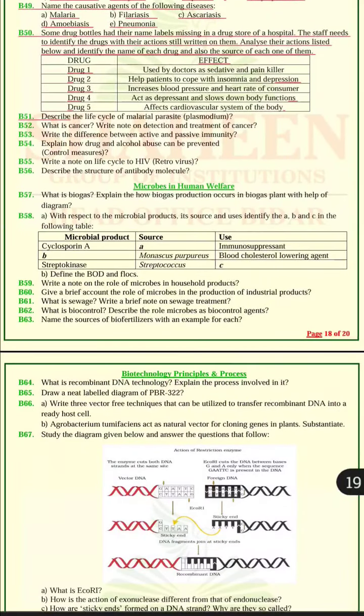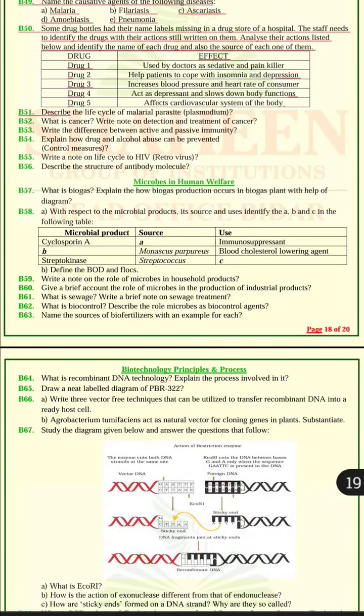Let us move to the next one, and we have question number 51. Describe the life cycle of malarial parasite Plasmodium. Question number 52. What is cancer? Write a note on the detection and treatment of cancer. And question number 53. Write the difference between active and passive immunity. Okay. And question number 54 is explain how drug and alcohol abuse can be prevented.